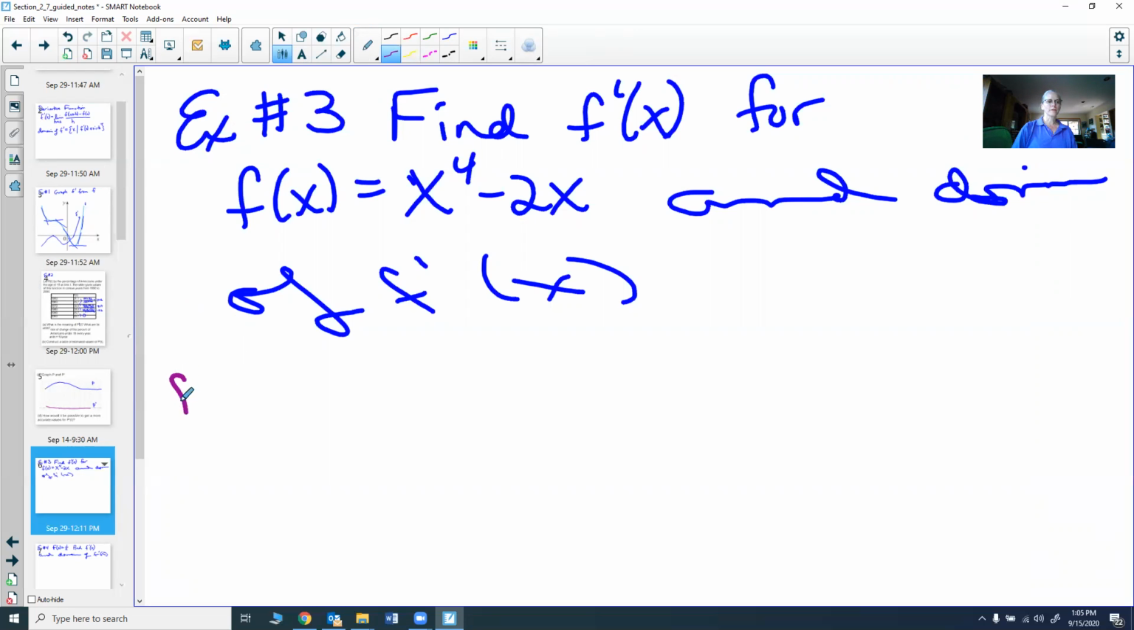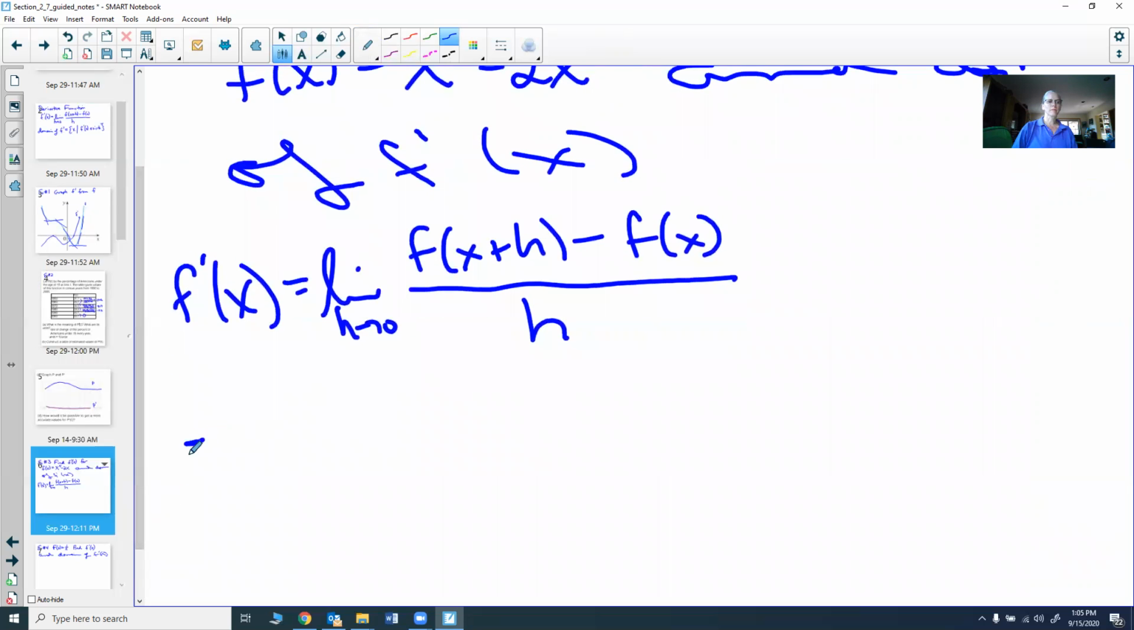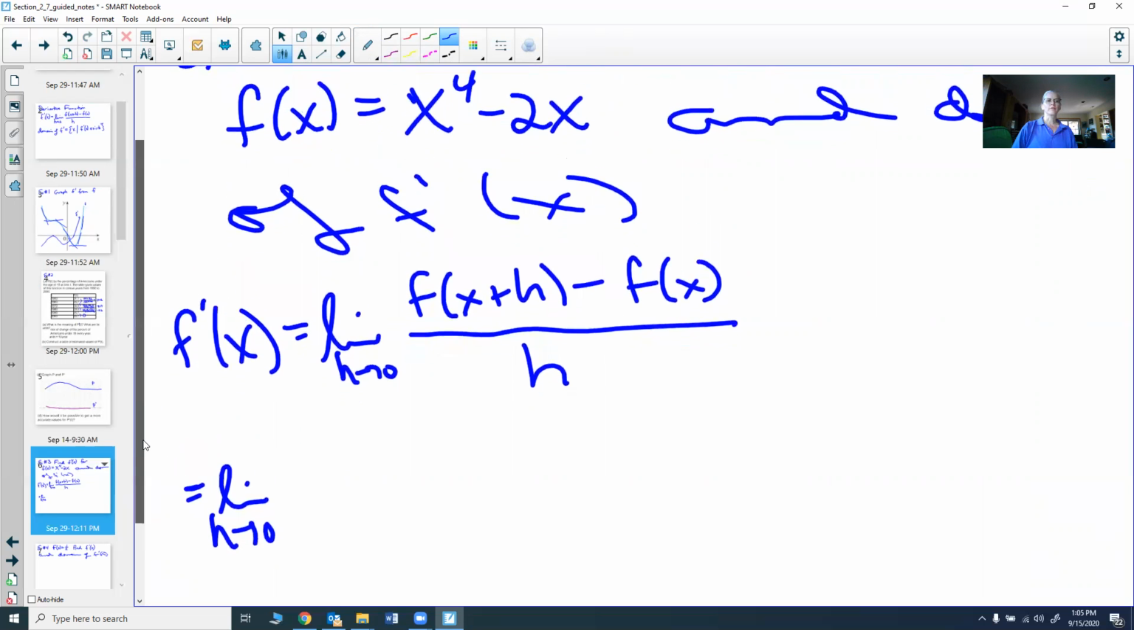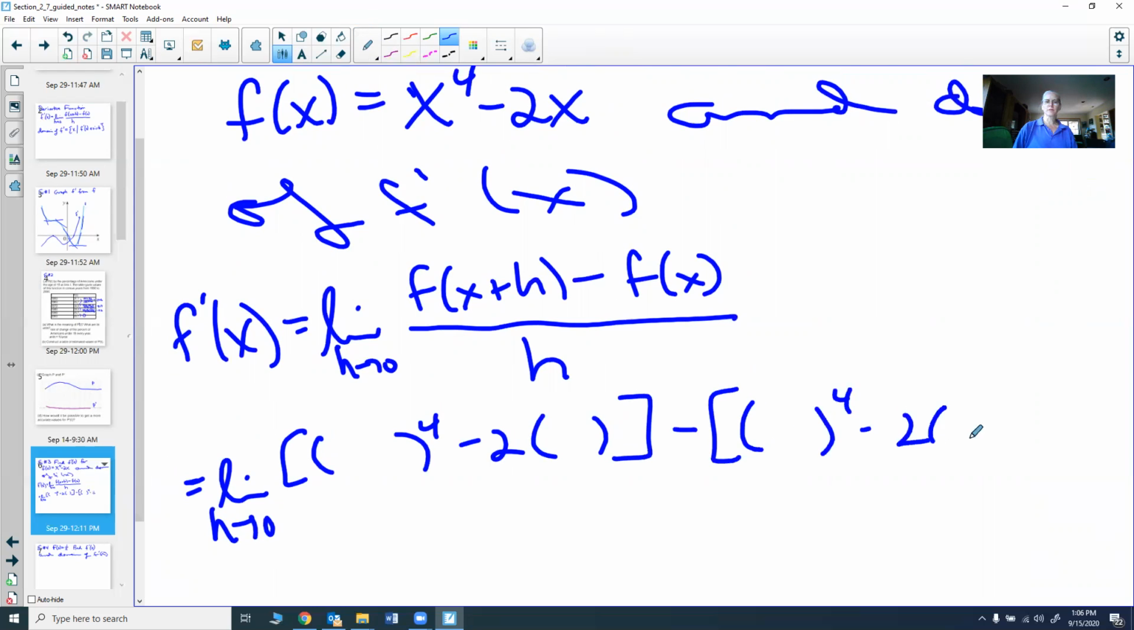All right, so the derivative f prime of x, so it's a function, is the limit as h goes to 0 of f of x plus h minus f of x all over h. And that would be the limit. Again, you haven't done the limit yet, so don't lose that. And our function is x to the 4th. So we have something to the 4th minus 2 times something. And then we have that again. We have something to the 4th minus 2 times something.